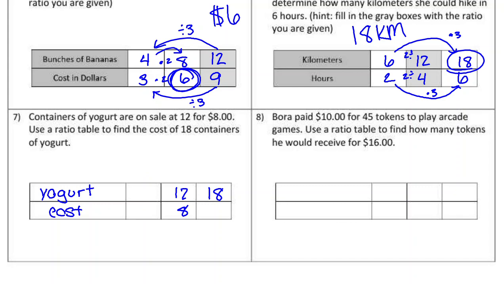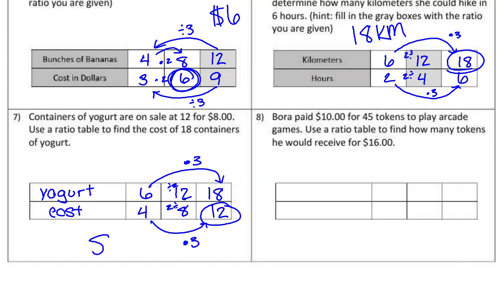Now, 12 can't go into 18. So I'm going to have to do that simplify and multiply to go forward. So I need to simplify this. If I simplify this by 2, I get 6. And if I divide by 2, I get 4. Is 6 a factor of 18? It is. So I simplified it down, and now I can multiply to move forward. Times 3, times 3, and that gives me 12. So it's $12.